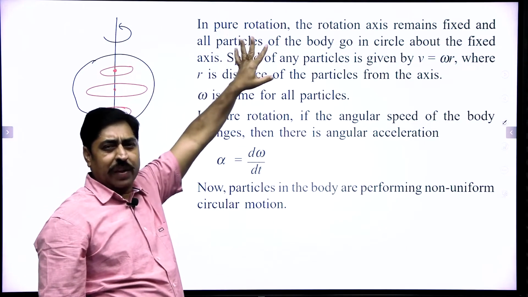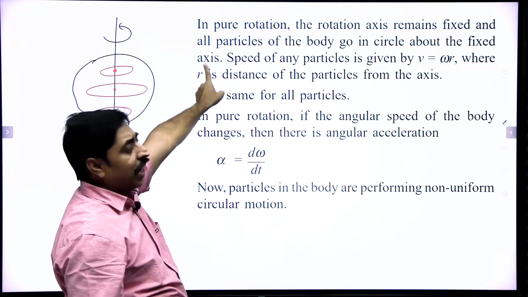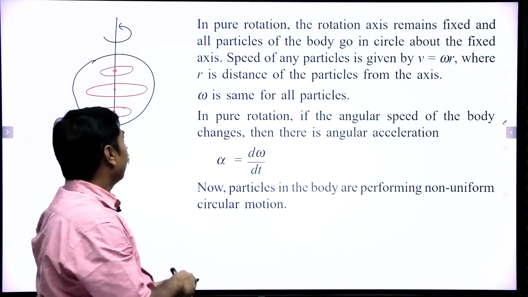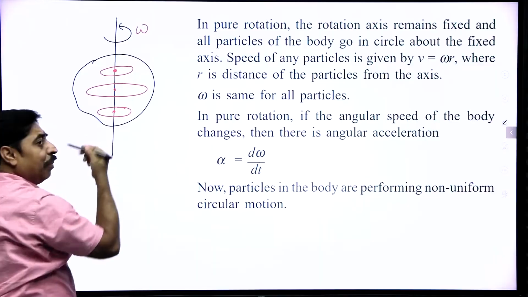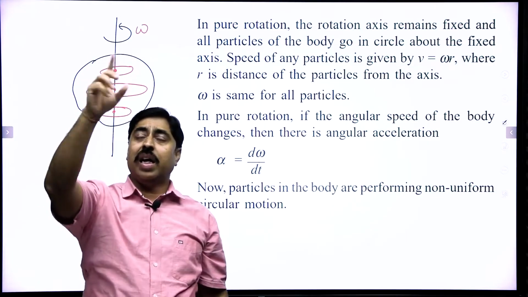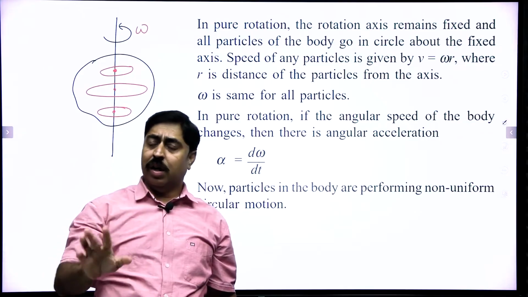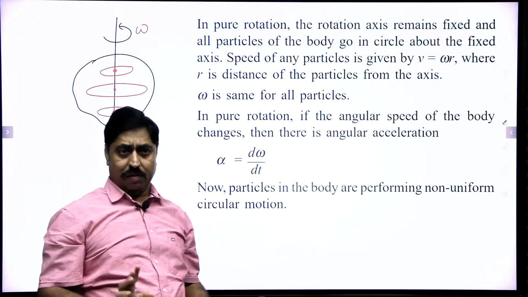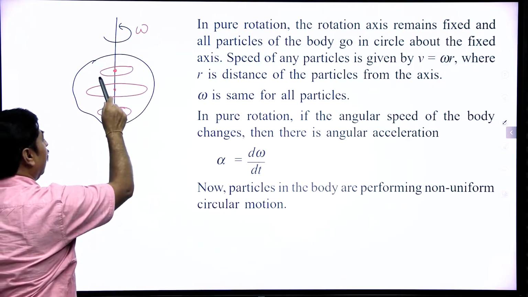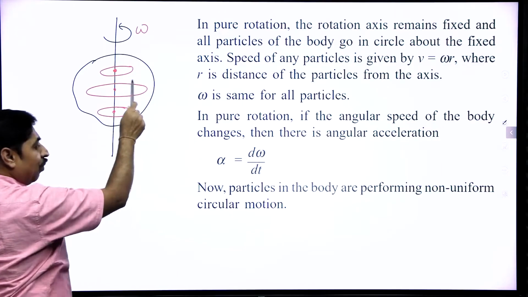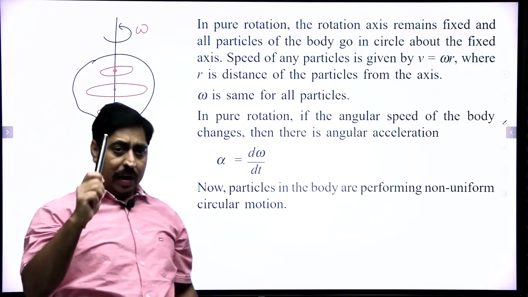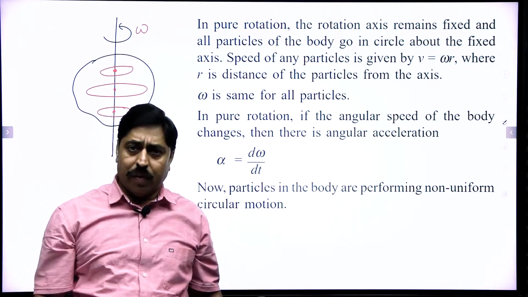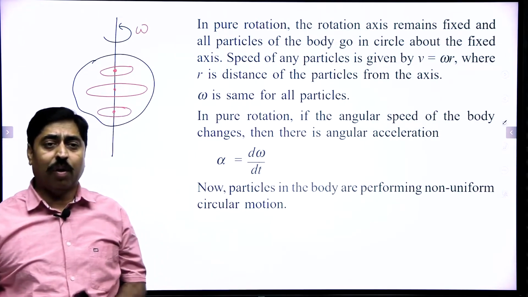So in pure rotation or fixed axis rotation, it is the same thing. The rotation axis remains fixed and all particles of the body go in circles about the fixed axis. Now the angular speed is the same for all the particles. When I say the angular speed of a fan is 2 radian per second, it means each and every particle in the fan is rotating with the same angular speed of 2 radian per second, right? Because if this particle completes one rotation in the same interval of time, this one will also complete one rotation. So each and every particle rotates through 2 pi radian angle in the same interval of time. Therefore, angular speed is the same for all of them.